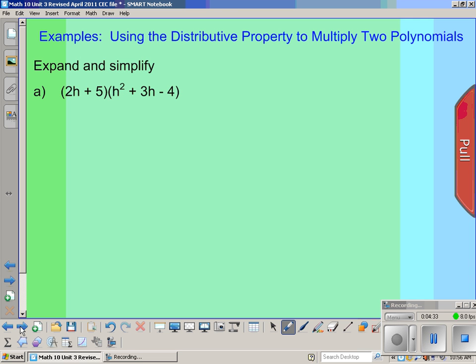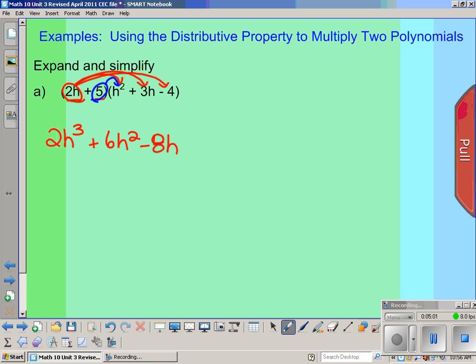So we start here. We have 2 terms. So each of those terms needs to be distributed into the second bracket. We'll start with the 2h. 2h times h squared will be 2h cubed. 2h times 3h will be 6h squared. 2h times negative 4 will be negative 8h. Now we take the 5.